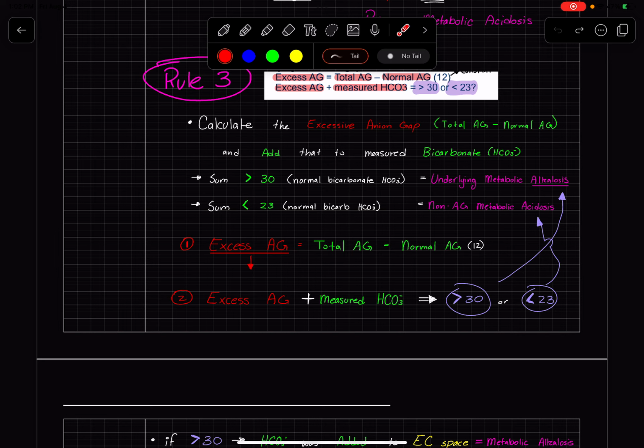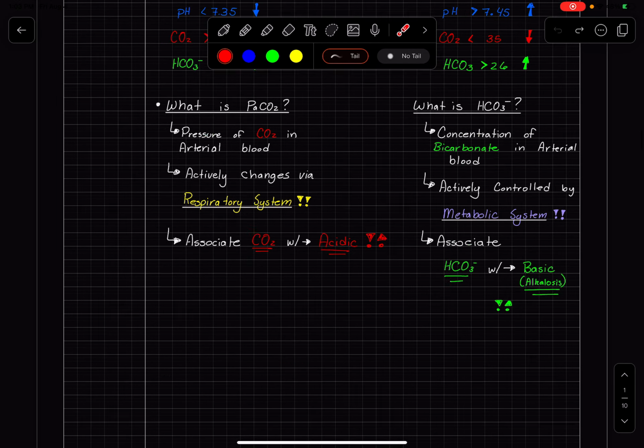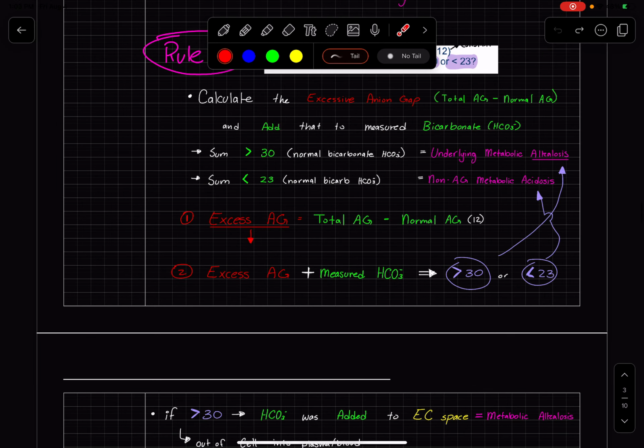Okay. So here's how we use the formulas. You're going to calculate the excess anion gap by subtracting the normal, which is a constant 12, from the total anion gap. Then once you find that, you're going to plug that right into here. So you'll plug the excess anion gap in, and add the bicarbonate you were given at the beginning. So we're going to scroll up. Oh, we don't have an example. Okay, well, I'll show you in a second. Sorry, that was a little disorienting. So you'll plug that in, bring that bicarb down, add them together, and then you want to evaluate, is it more than 30 or less than 23?